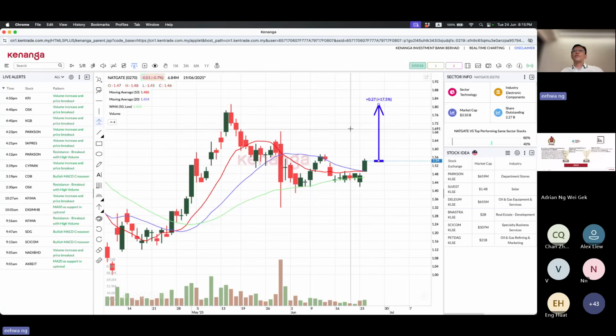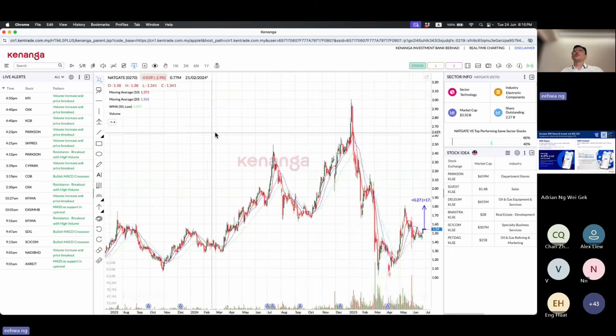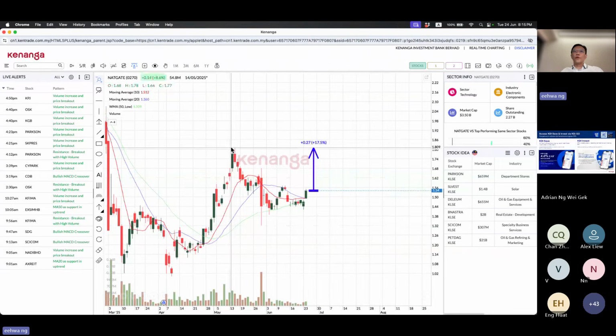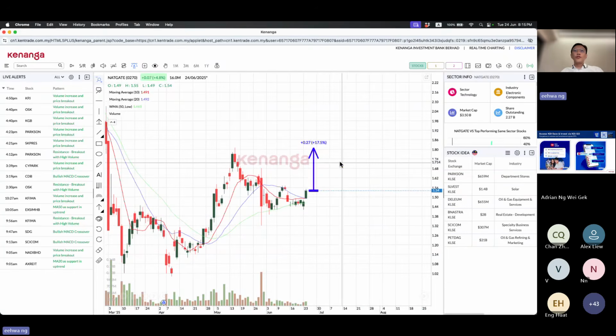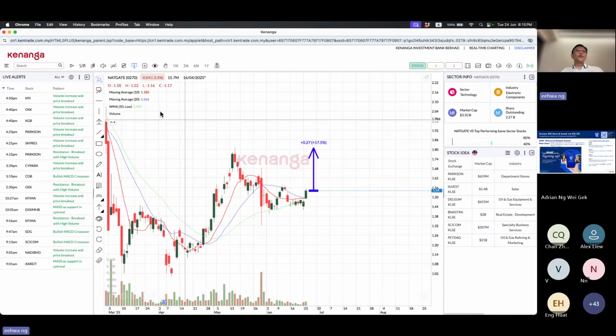Drag and drop. 17.5% should Netgate break out successfully and then hit the all-time high. Is this all-time high? Oh no, so not all-time high, the year high over here. Sorry, not year high, the 2-month high over here. So you have got 17.5%, okay, potential gain from the last time over here. So this is the gain ruler for that purpose.